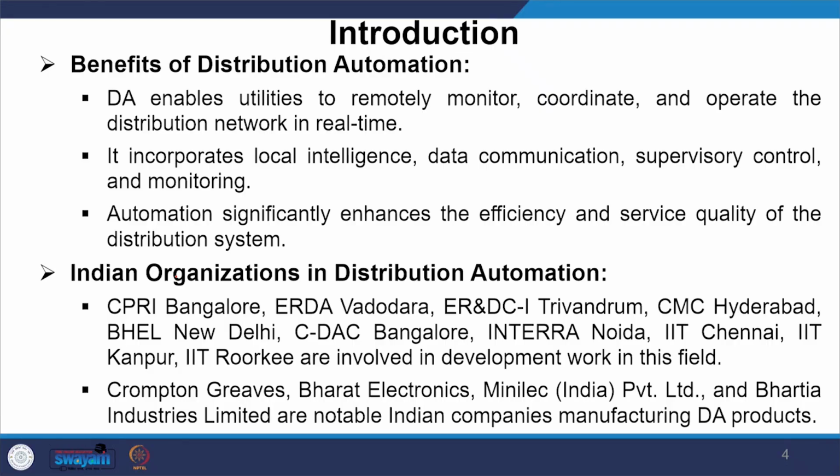Now, distribution automation enables utilities to remotely monitor, coordinate, and operate the distribution network in real time. It incorporates local intelligence, data communication, supervisory control, and monitoring. Automation significantly enhances the efficiency and service quality of the distribution system.